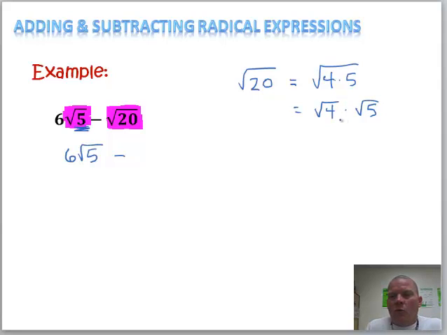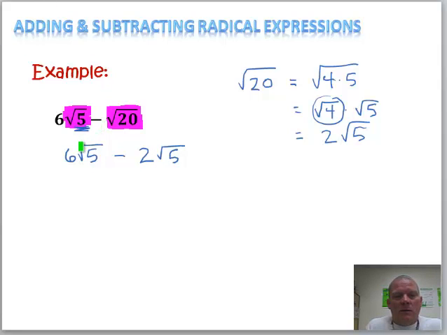And I may be doing more steps than you need, but this is for those of you that do need the steps. If you don't need all these steps, then you don't have to write them all down. The square root of 4 is 2, and then I have square root of 5 left. So that's the simplified version.